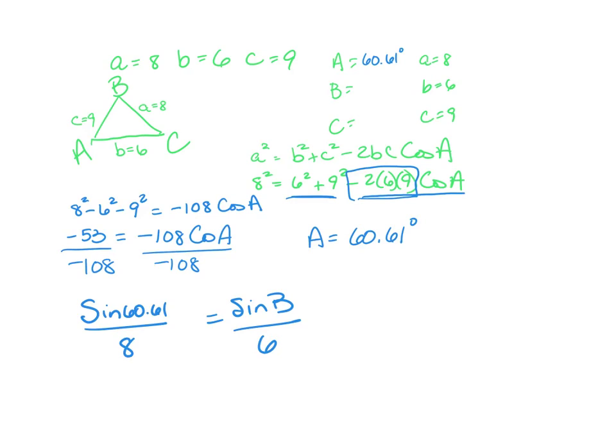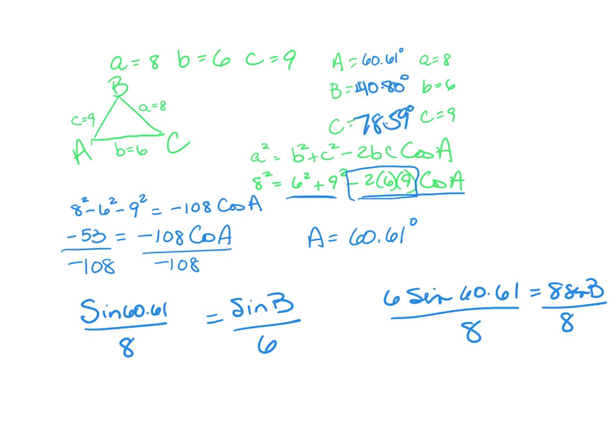And now we multiply: 6 sine of 60.61 equals 8 sine of B. We're going to divide by 8. And then we're going to do second sine of that answer to get big B, because when we're looking for an angle, we have to use the second button. So now once we find big B with the law of sine is 40.80 degrees, we can subtract 40.80 and 60.61 from 180 and get 78.59.